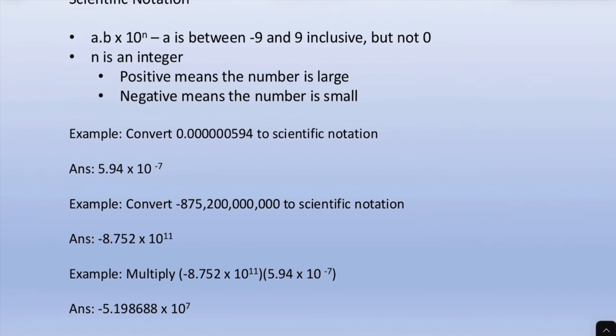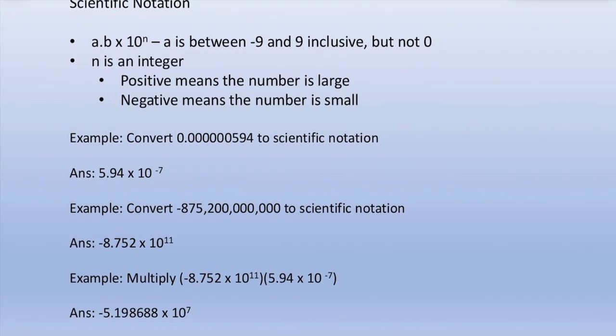Scientific notation. Remember your front number, your A dot B, they have A has to be a number between -9 and +9. It can include -9 and +9. It cannot be 0. N has to be an integer. A positive integer means that the number is large. It's larger than 10. If it's a negative number, it means it's a smaller number, so 0.00 something.